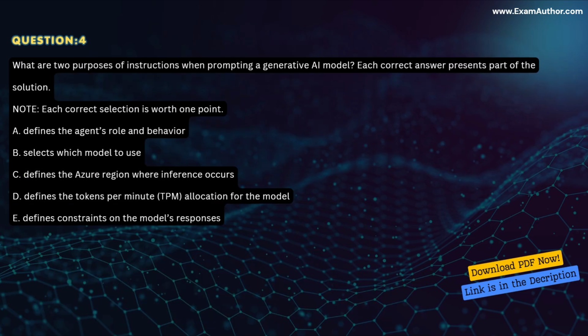Question 4. What are 2 purposes of instructions when prompting a generative AI model? Each correct answer presents part of the solution. Note, each correct selection is worth 1 point. A. Defines the agent's role and behavior. B. Selects which model to use. C. Defines the Azure region where inference occurs. D. Defines the tokens per minute (TPM) allocation for the model. E. Defines constraints on the model's responses.